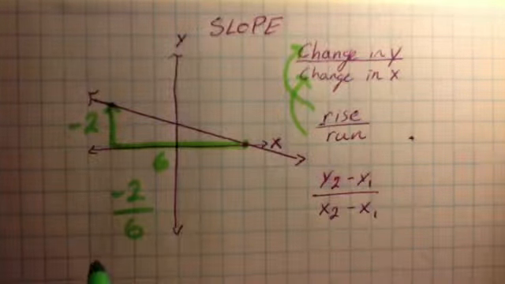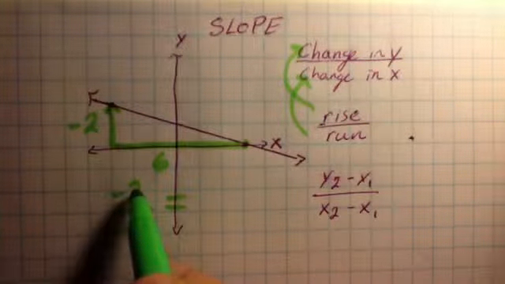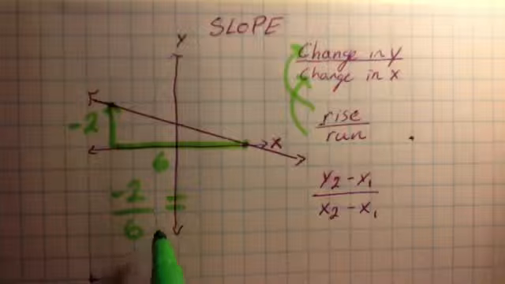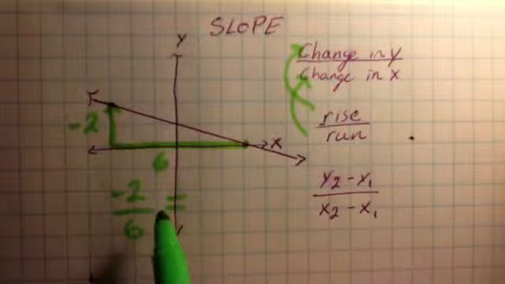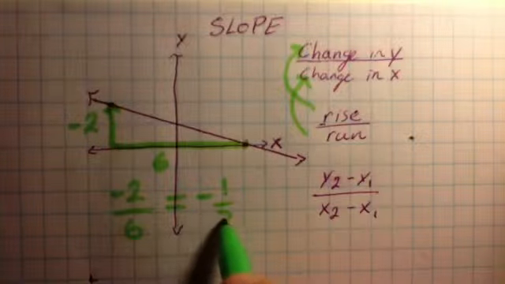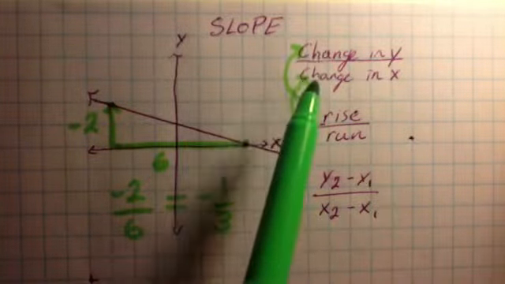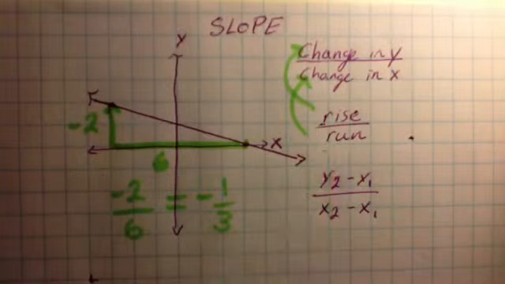That's all it is, right? Negative 2 over 6. We can simplify that. Both the top and the bottom, the numerator and the denominator, can be divided by 2. So that's negative 1/3. There's my slope, negative 1/3, right? So that's why change in y over change in x, or rise over run, whichever you prefer.